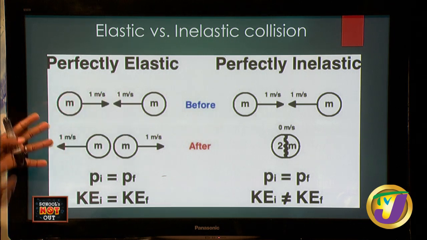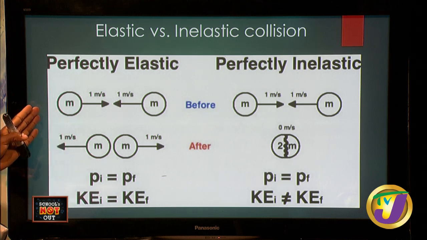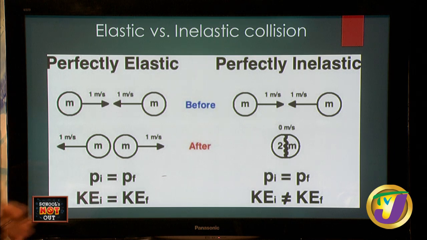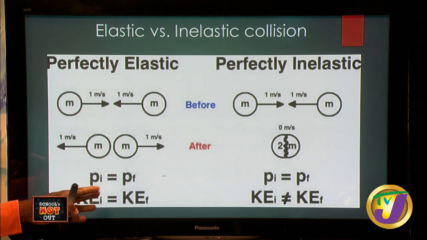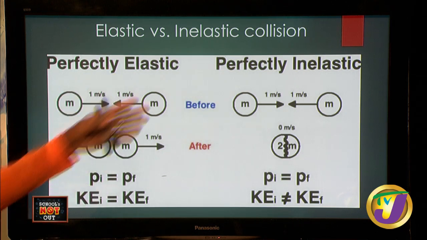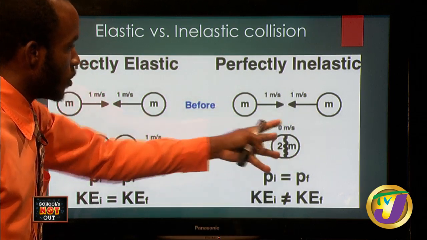Two masses, whatever their values, are moving at 1 meter per second. When they collide, they bounce off and pretty much have the same velocity they had before. So the kinetic energy before and after, and the momentum before and after, are the same. For this one, they have momenta before, but after they don't move.